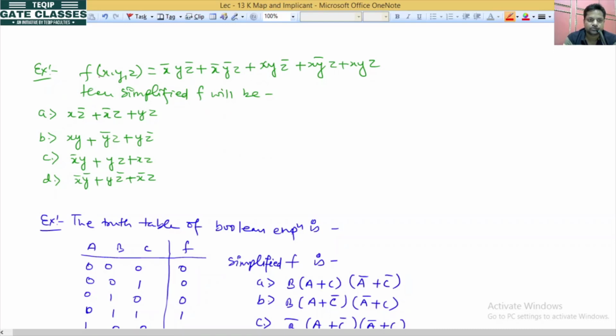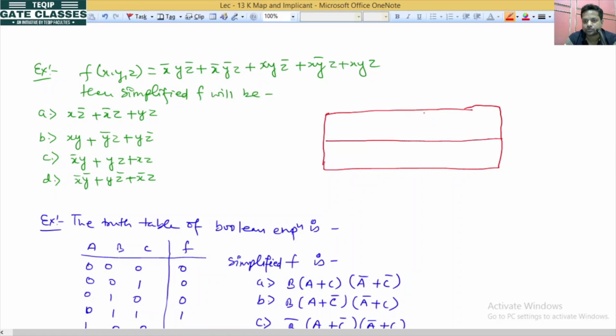I have this function and we have to simplify this. Okay? So how many variables do we have? 1, 2, 3. Three variables are there. So a 3-variable K-map will be used, and it is in sum of min terms, so we will form a min term K-map here.